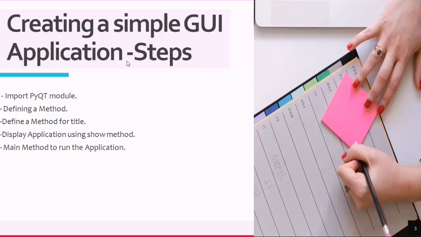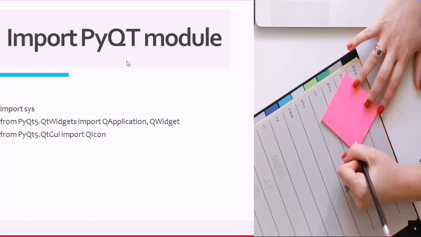Now let's discuss one by one what steps are going to be defined inside this. First, we'll discuss the import PyQt module. Let's check that out. So here we go. This is the first step we are going to do: we are going to import the PyQt module. Inside this, we are going to define 3 things.